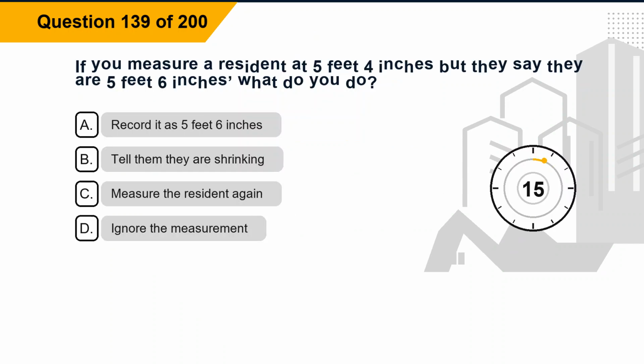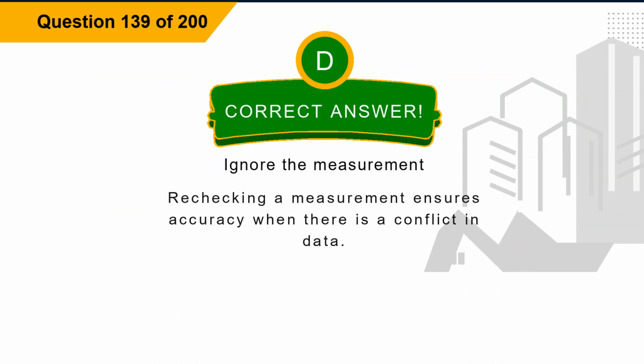Question 139. If you measure a resident at 5 feet 4 inches but they say they are 5 feet 6 inches, what do you do? Option A, record it as 5 feet 6 inches. Option B, tell them they are shrinking. Option C, measure the resident again. Option D, ignore the measurement. The correct answer is option D, ignore the measurement. Explanation. Rechecking a measurement ensures accuracy when there is a conflict in data.